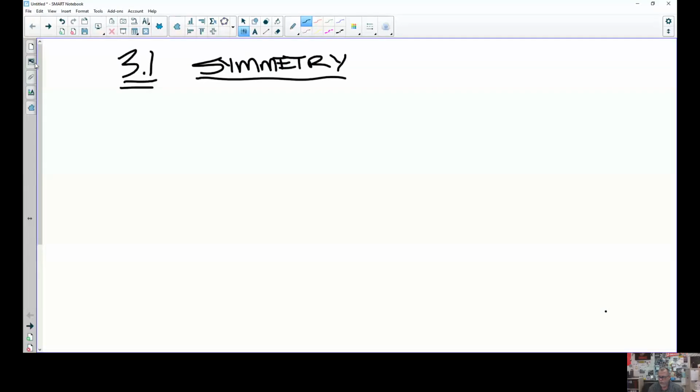All right, so let's not waste any time. Let's get over to our notebook. And when we talk about symmetry, the first type of symmetry we're going to talk about is point symmetry.